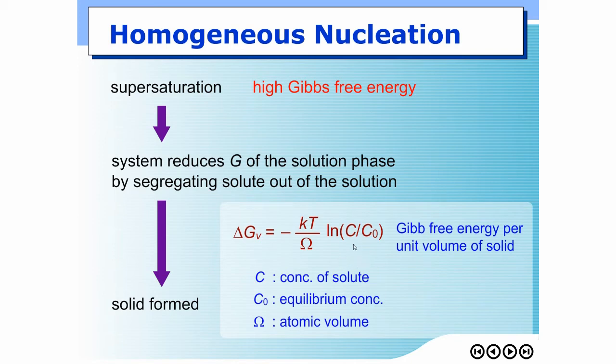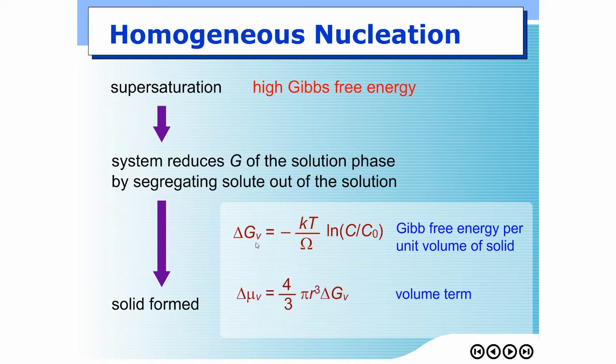You have to notice that C over C0, because we were in supersaturation state, so C here, initial concentration is supposed to be higher than equilibrium concentration. So the ratio C over C0 is greater than 1. That means logarithm here is supposed to be positive. And the negative sign here was put so that the delta G will be negative. Okay, we have reduction in Gibbs free energy. Delta G is supposed to be negative. Alright.